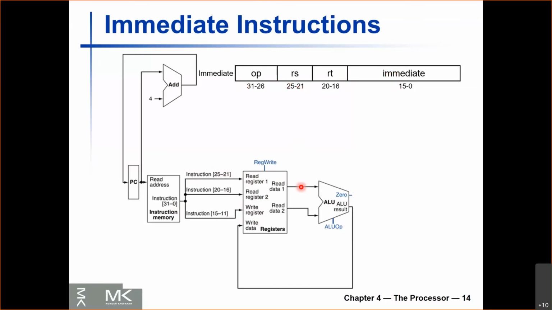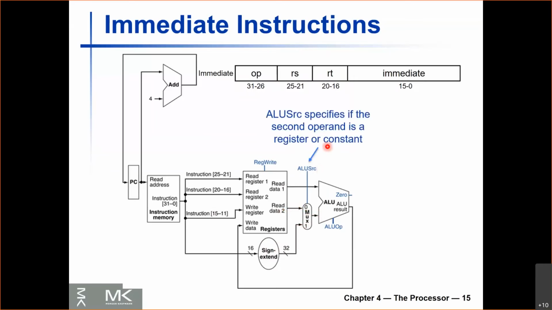So what we did last time is we took the immediate value and passed it through a sign extension to make it 32 bits, and we passed it through a mux, where this mux selected the second operand of the instruction to be either the register in the case of R-type instructions, or the immediate value in the case of immediate instructions. Now here we have another control signal of interest, which is ALU source. ALU source is responsible for selecting either the register or the constant, depending on what the instruction is.